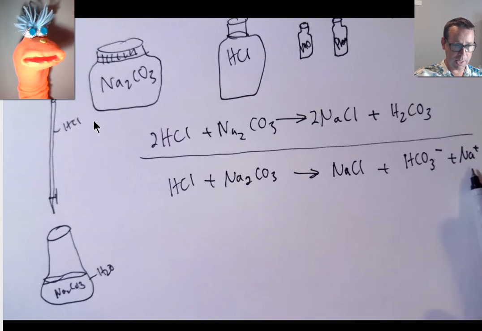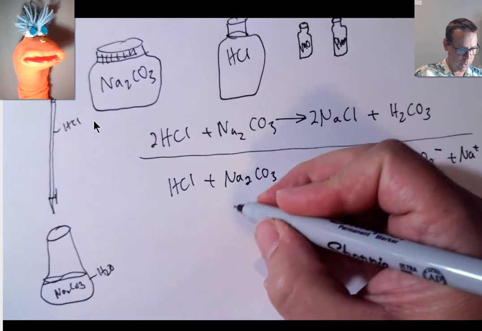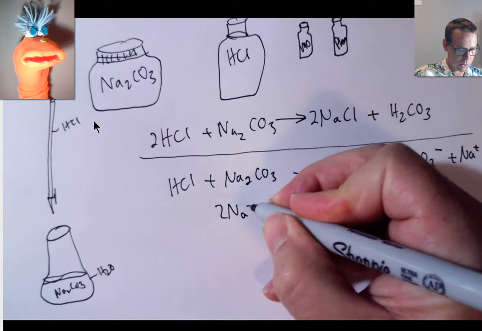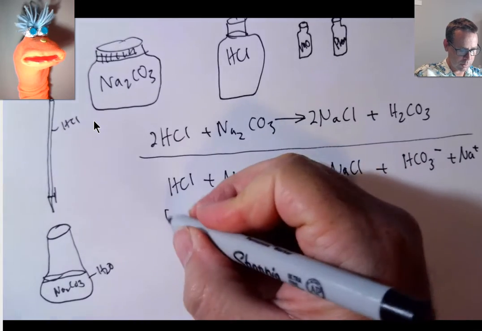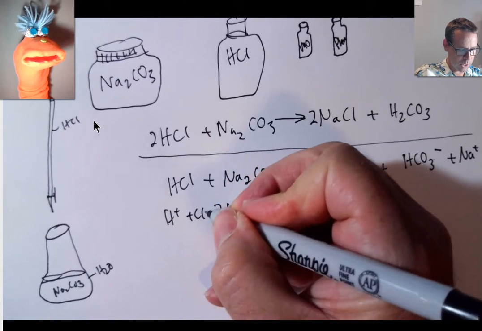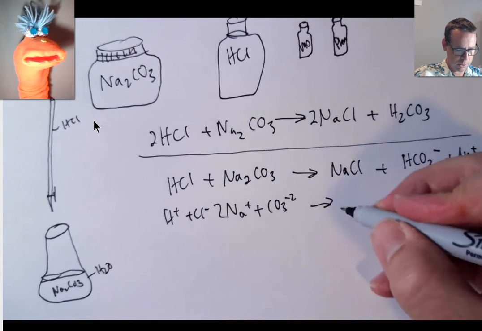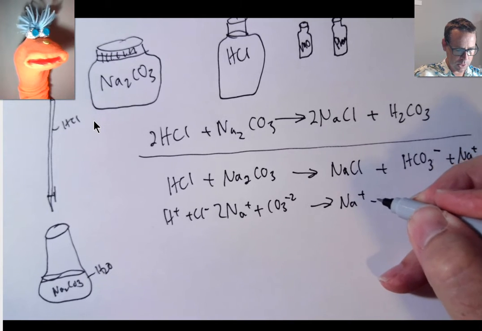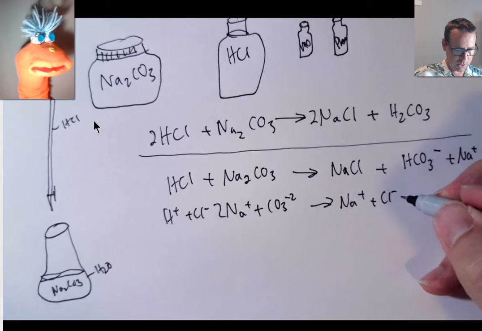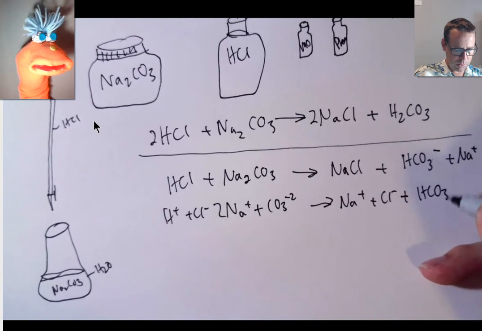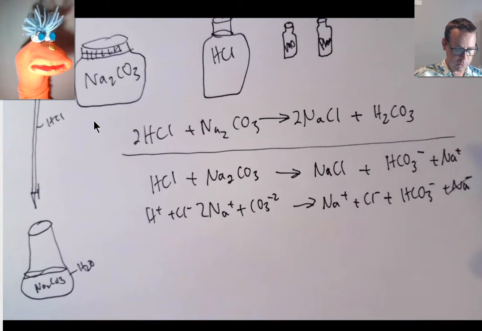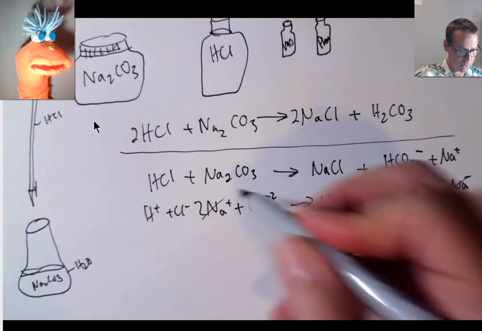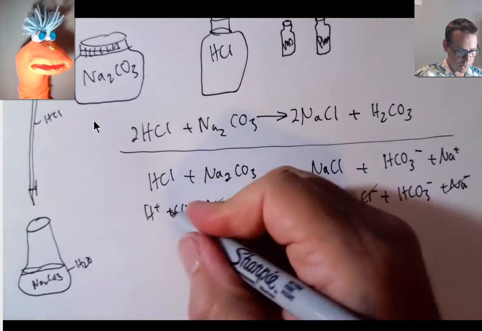If this were an ionic equation, it would have 2 sodium ions, a carbonate ion, a hydrogen ion, and a chloride ion, and this would be ionized as well because it's a soluble ionic compound, HCO3 minus and the sodium ion. And then if we look at the net ionic equation, we have these 2 sodium ions gone. The chloride ion is also gone.